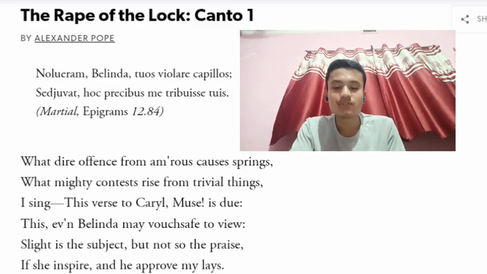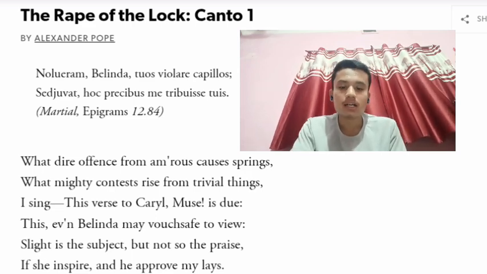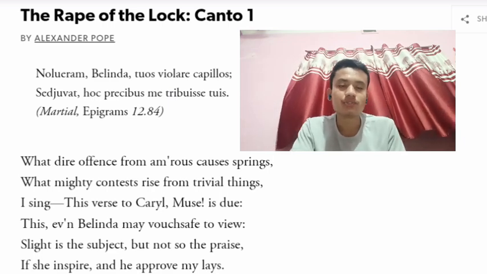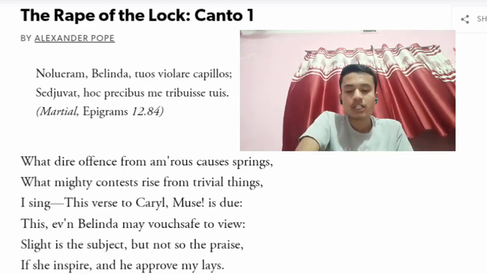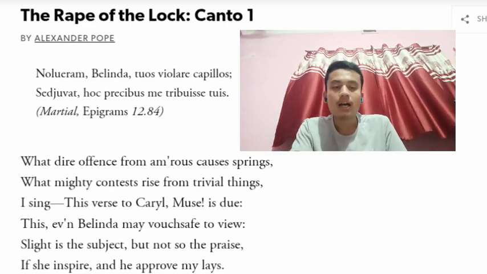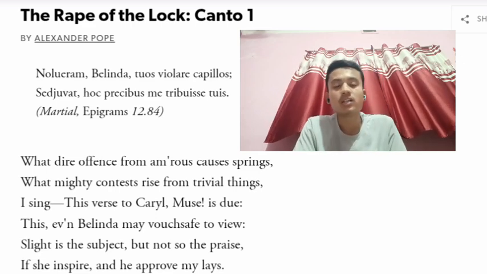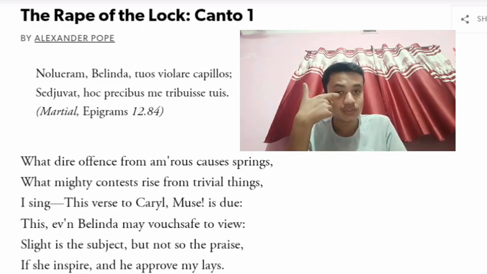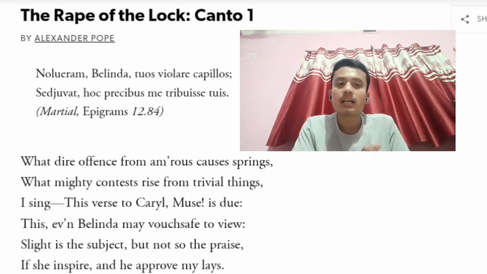I sing this verse to Caryll. Here Caryll refers to his friend John Caryll. The muse is invoked, and he is also dedicating this poem to the muse, because there are 12 lines of invocation of the muse. You might ask me what the muse is. A muse is a Greek goddess. In Greek there are a total of 9 goddesses, and each muse has a different name. In this mock epic poem the muse is Calliope.